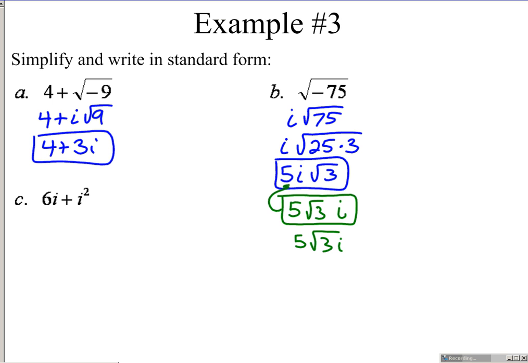I would accept this form so you don't have to worry about whether you're going to miss a point if you do something sloppy like that and it looks like the i may be underneath the radical. 6i plus i squared. The only thing we can do here to simplify is we know i squared is negative 1. So this is the same as negative 1 plus 6i. Remember, the real part has to be first. The negative 1 we have to write before the i in that case.